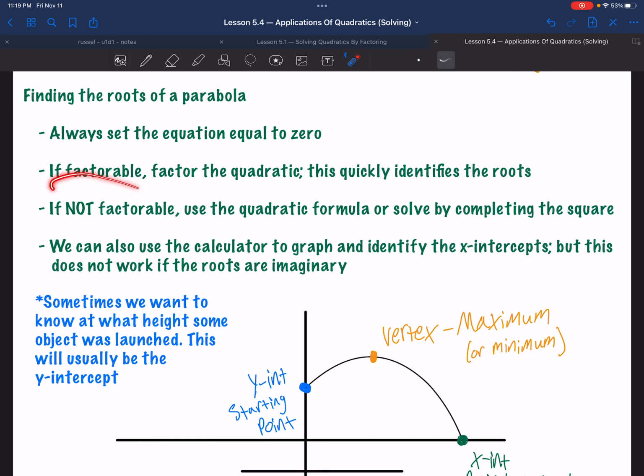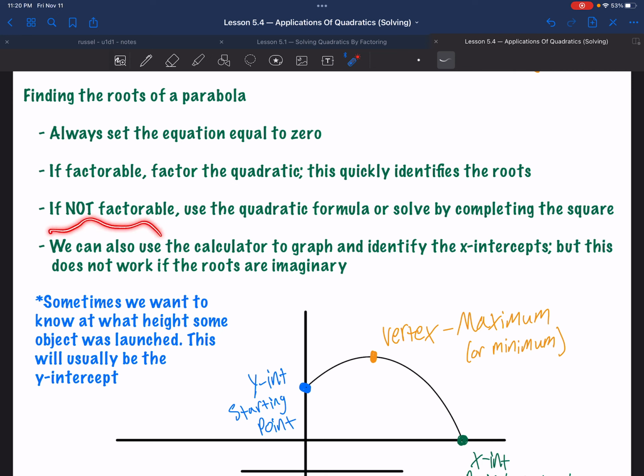If it's factorable, and usually, if you've been practicing your factoring skills, you'll somewhat easily be able to notice when it is factorable. It's something I would always try, unless, of course, the numbers look a little too big, or if it just doesn't look factorable. But if you can factor, this quickly identifies the roots, and that's nice.